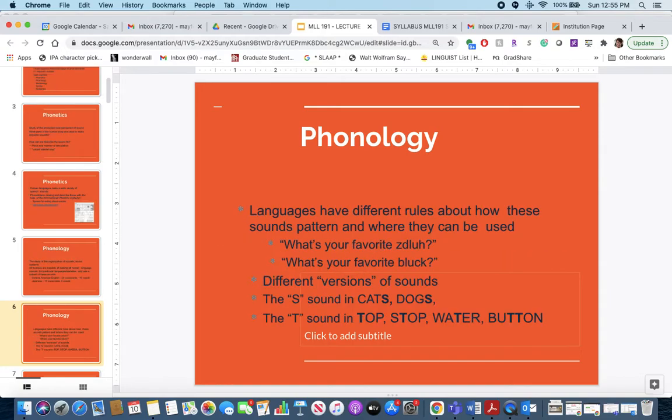So, like I mentioned in the last lecture, there's different rules about a sound pattern and how they can be used. And that determines whether things are grammatical or not. So, for example, if someone were to say, "Hey, what's your favorite zla?" You'd say, "What?" This doesn't really have any meaning, right?